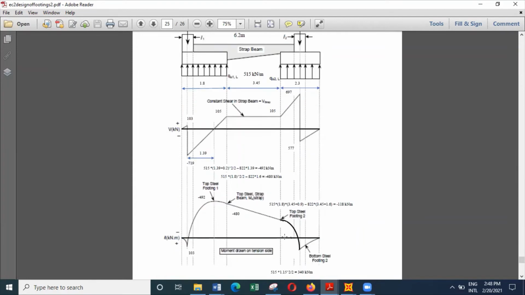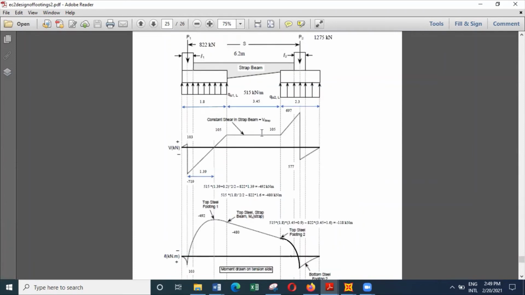And then if you want the bending moment here, you can consider the right hand side and take the moment. You will end up with the answer of 340 kilonewton meters. So here you get 340, 118, and all these values are known, which means we are in a position to now decide the reinforcement requirement in the strap footing. And we can also see whether the shear is going to be critical or not.